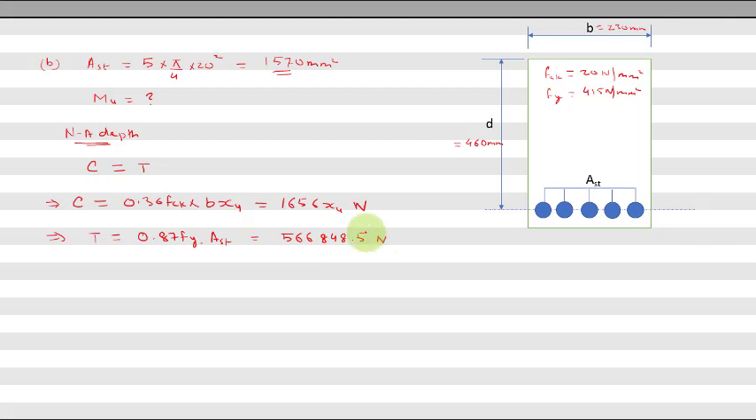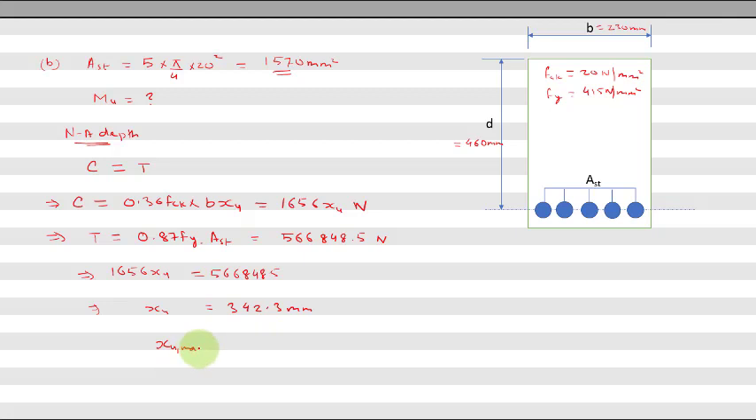You can check that. We will equate C and T now. If we do that, 1656 xu equal to 566,848.5, or we get xu as 342.3. This is the neutral axis depth which you are getting.